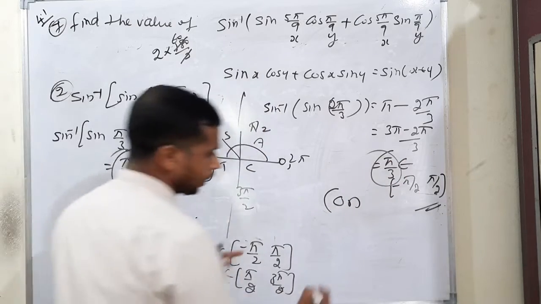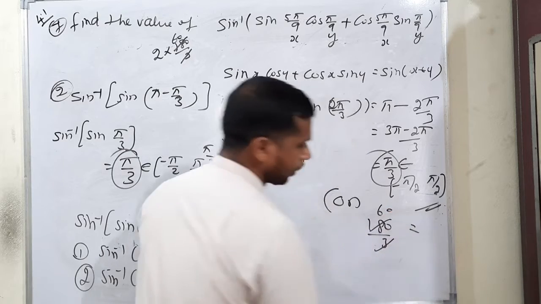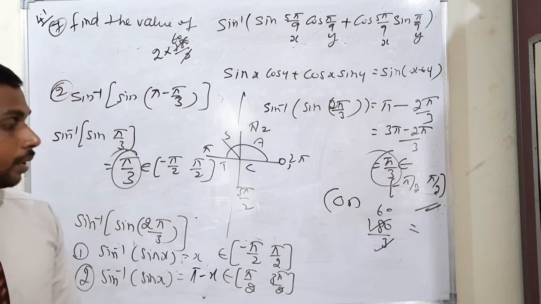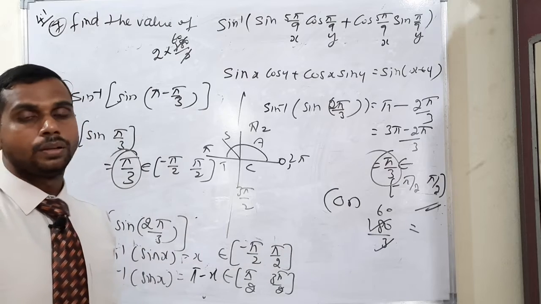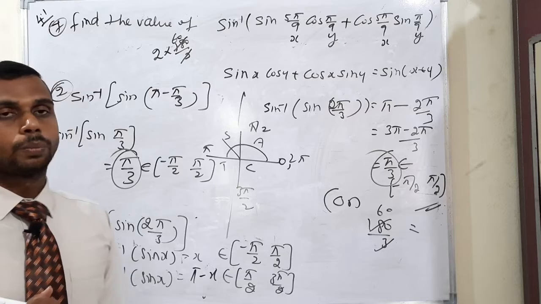So, pi by 3, what is the value? 180 by 3 means 60. 60 lies between negative 90 and positive 90. Okay, so I have done two methods, you can prefer whichever is easy. Okay, exercise 4.1 is completed.